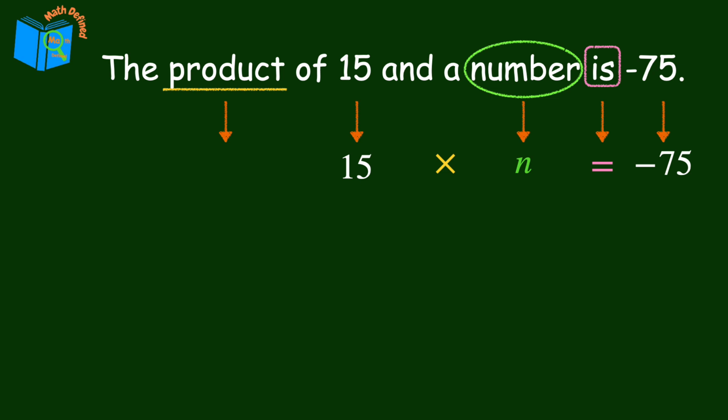But in algebraic form, we simplify by removing the multiplication sign. To solve for n, we need to undo the multiplication by dividing both sides by 15. On the left, the 15's cancel out, leaving n. On the right, -75 divided by positive 15 is -5. So n equals -5. And that's your solution.